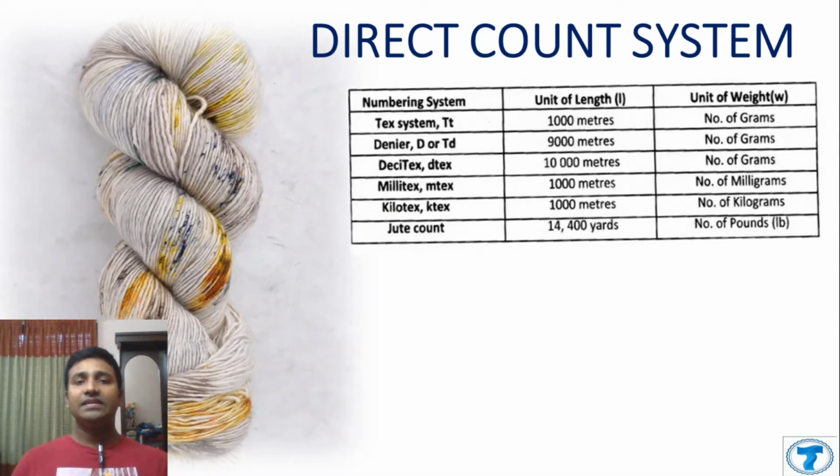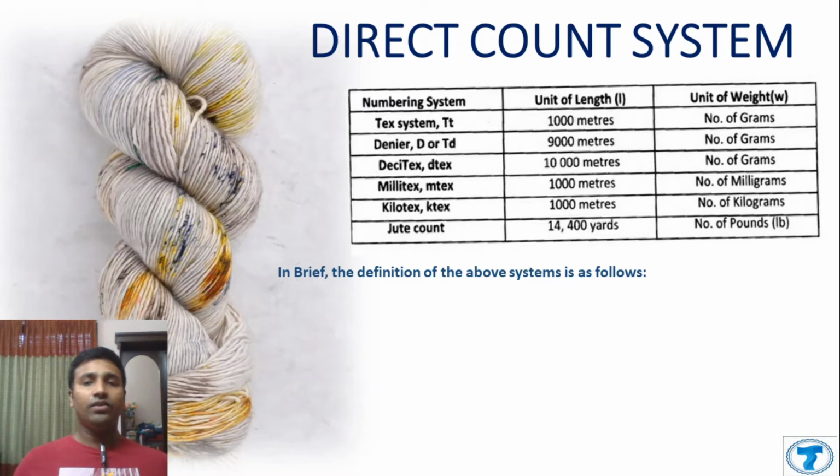If we see the table, then we can see that in the tex system the unit length of yarn, that is small l, is 1000 meters, and small w, that is the number of grams, doesn't come into that formula. In the denier system, small l is 9000 meters, and in decitex it is 10,000 meters. Similarly, the millitex, kilotex and jute count are derived.